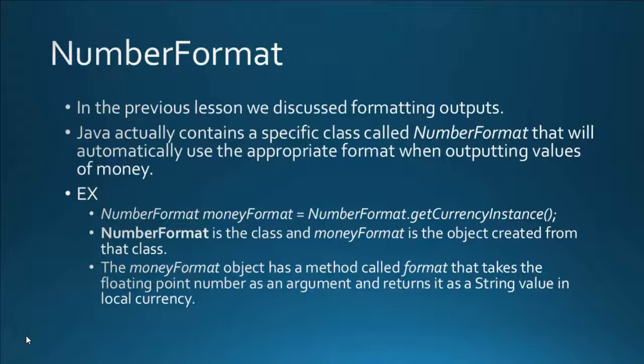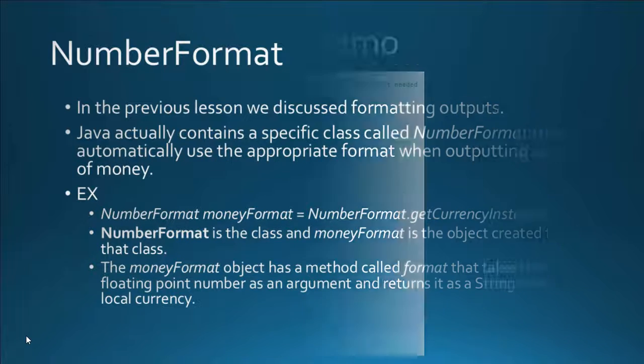You could just call it moneyForm or currencyForm, whatever. The moneyFormat object has a method called format that takes the floating point number as an argument and returns it as a string value in local currency. And it's going to take the number that you typed in. So let's say you typed in 100 because you want to represent $100. Then what that moneyFormat object is going to do, according to the NumberFormat class, is take it and output it as a string.